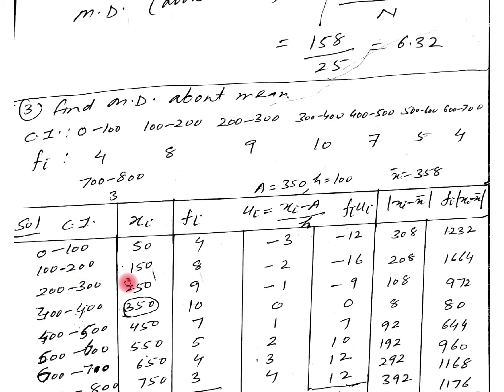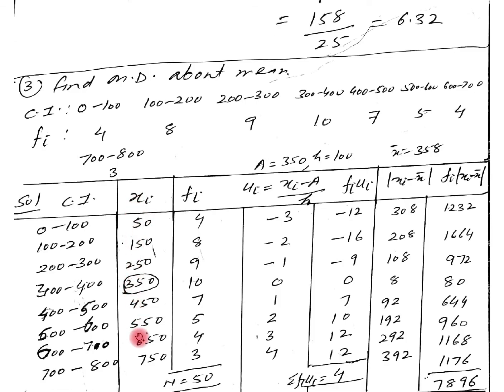100 plus 200 by 2 is 150. 200 plus 300 by 2 is 250. We are finding the value of xi. Frequency is given to us. Then we'll find out ui, which is xi minus a upon h. Now we can take the value of a from the middle values of xi. You can take any middle value from xi. Either you can take 350, because the number of observations is even, or you can take 450 as the value of a.